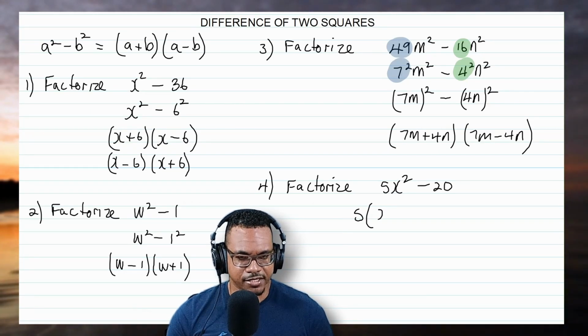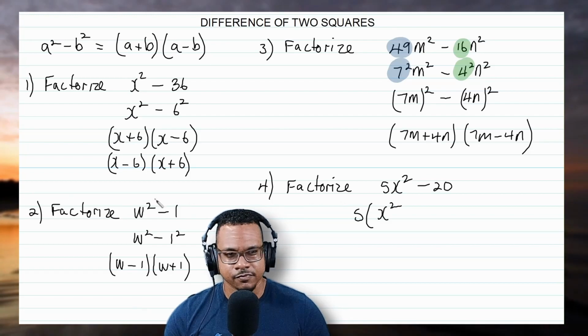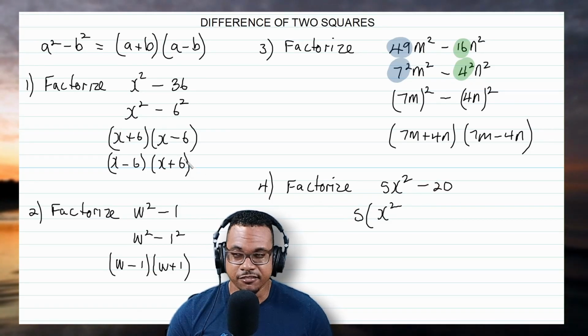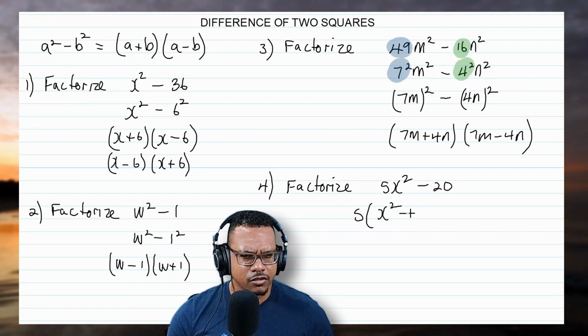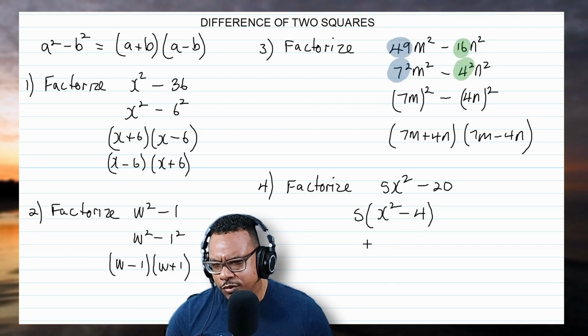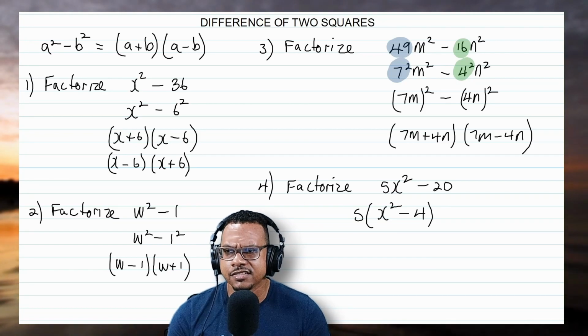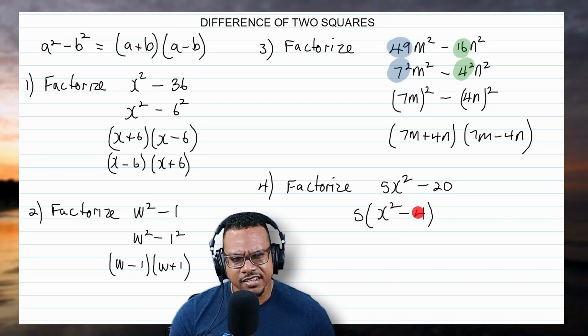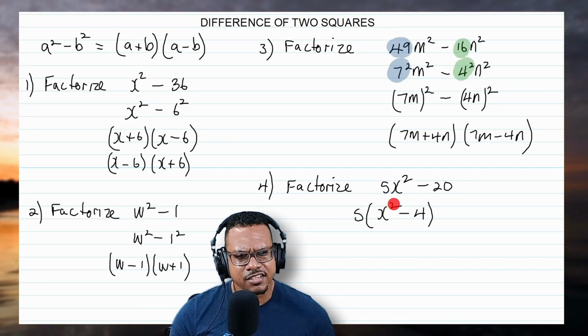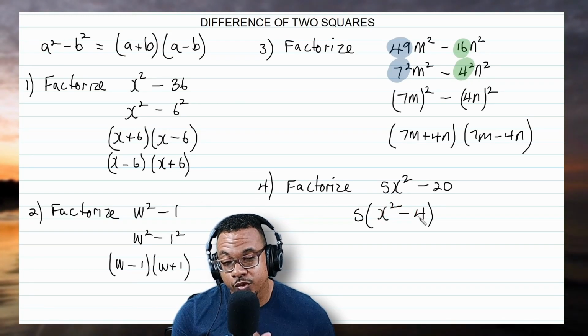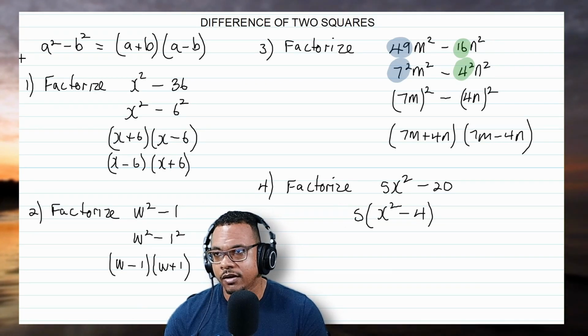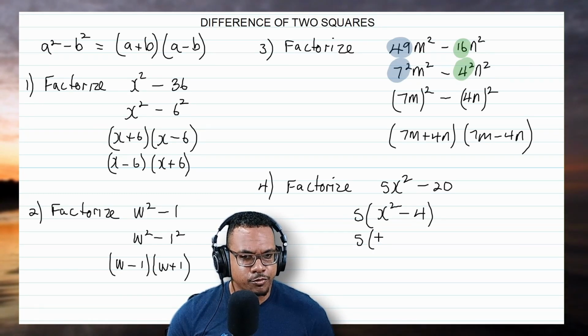So that's going to give you x squared. Then we have negative 20 divided by 5, which would be negative 4. Now, yes, we partially factorized, but we haven't factorized completely because within the brackets I recognize I have two terms with a subtraction sign. This is a square number, and 4 would be 2 squared. So that would be 5 open brackets x squared take away 2 squared, because that's what 4 is, right? 2 squared.